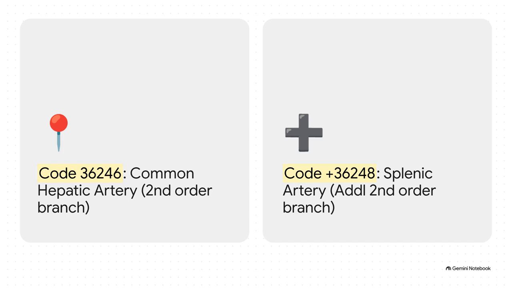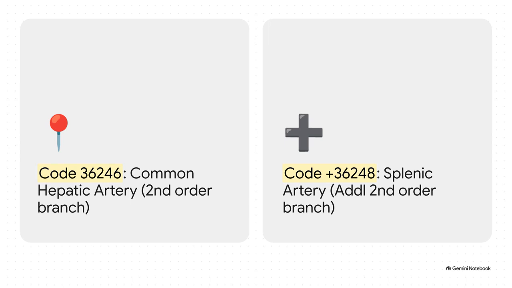So this right here is where we have to apply the absolute golden rule of interventional radiology coding. Because two totally different branches were selectively accessed within the very same vascular family, we need one primary code plus an add-on code. It's that simple.